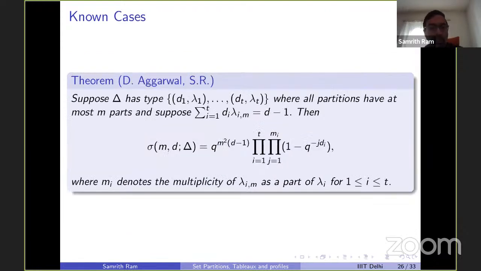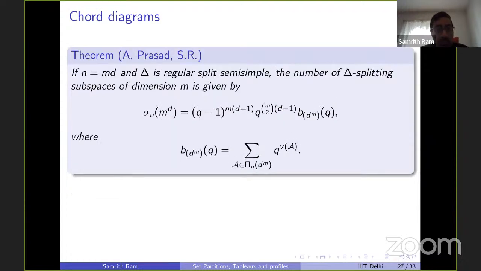And for yet another case, suppose you have a type where all partitions have at most m parts and which satisfy a certain condition on the m-th part, that is, d_i times the m-th part of each of these partitions adds up to d minus 1. Then it turns out that one can again compute the number of splitting subspaces. All right, so these are some known cases.